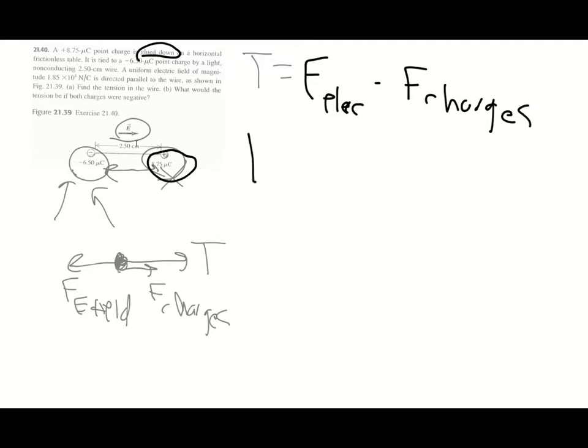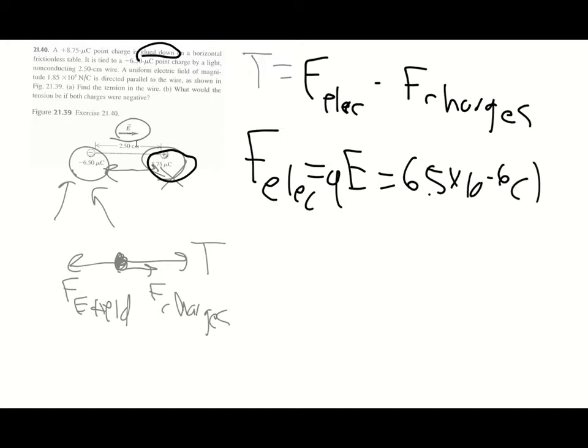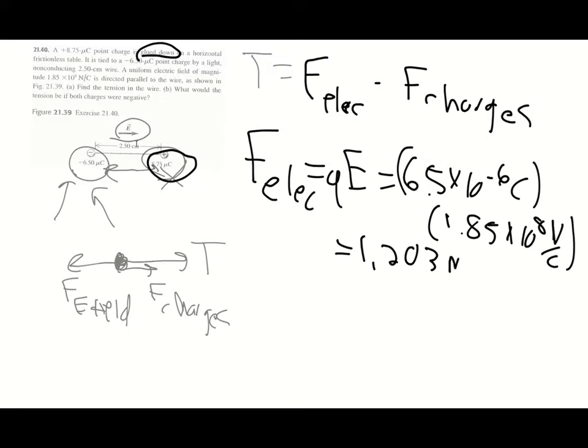So to find the force of the electric field on the negative charge, I'm going to take the sign out, because I've already accounted for it here. I'm going to use QE. That's the charge, 6.5 times 10 to the negative 6 coulombs, all times the electric field, which they tell us in the problem is 1.85 times 10 to the 8th newtons per coulomb. I multiply those, I get an answer of 1,203 newtons. Again, my coulombs divide right out.